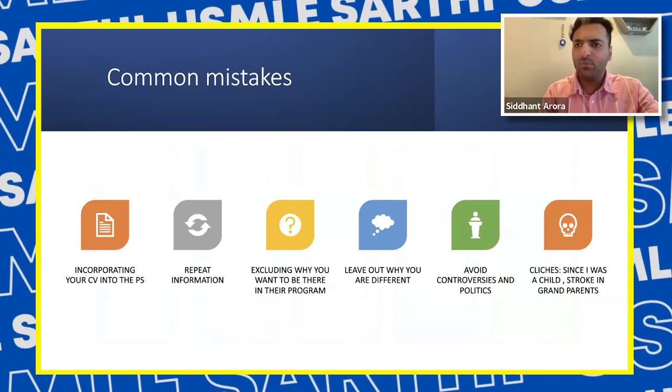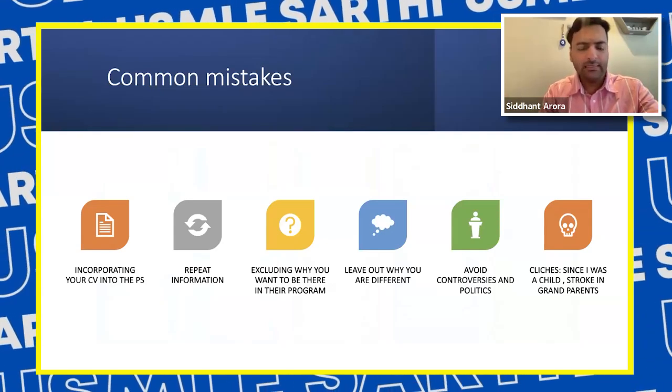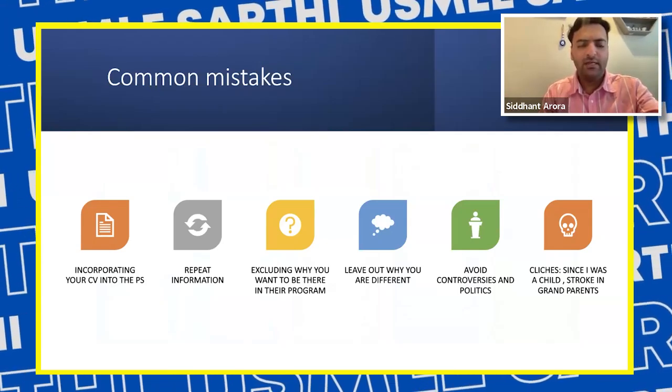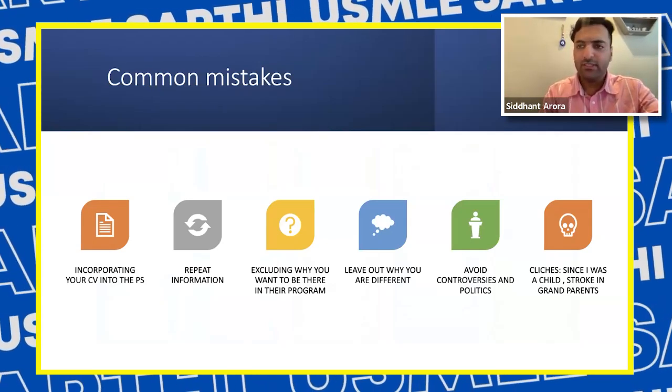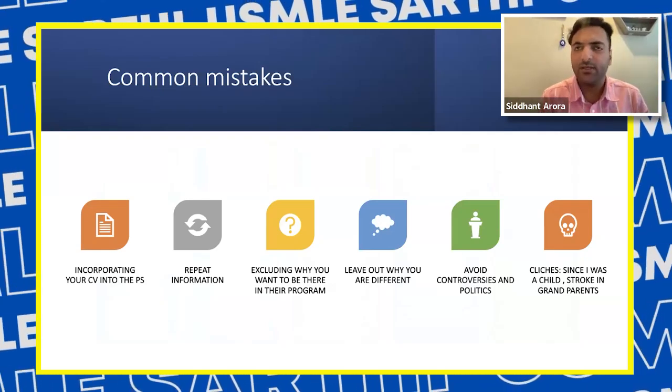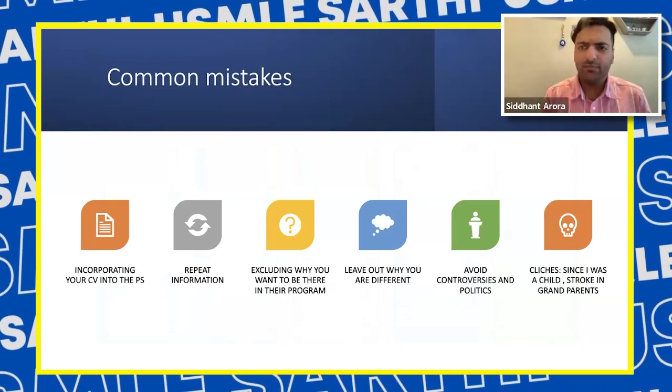I'll come to some common mistakes that we make a lot. I'll come to the first point: incorporating the CV into the PS. As I was saying before, your CV is going to be objective data. Your personal statement is your human aspect. Don't forget your CV, but don't keep adding on it.